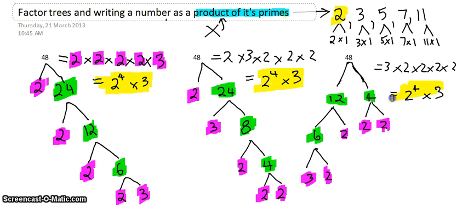Okay, and that's how we solve for finding or writing a number as, I've lost my little cursor, a product of its primes. Okay, I found my number 48 and I've written it as a product of its primes, which is 2 to the power of 4 times 3. This is how we got our primes. We used a factor tree, and that's our answer.